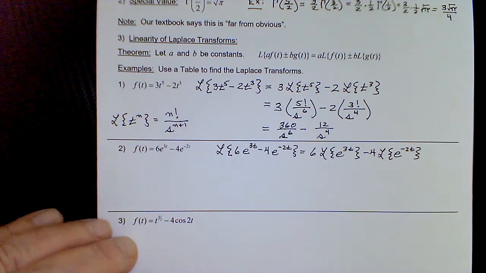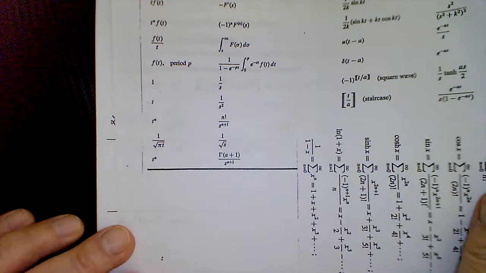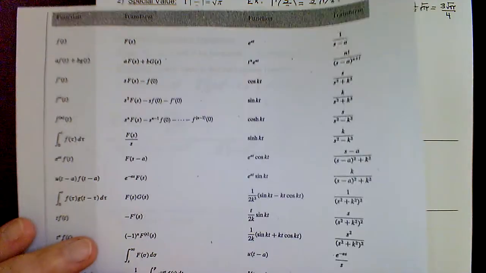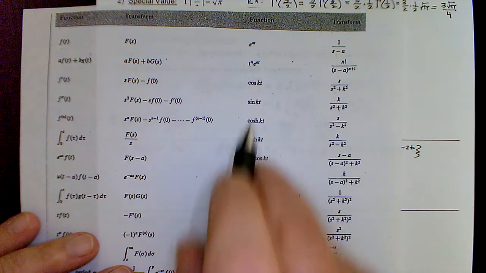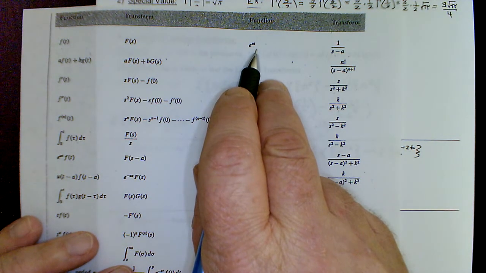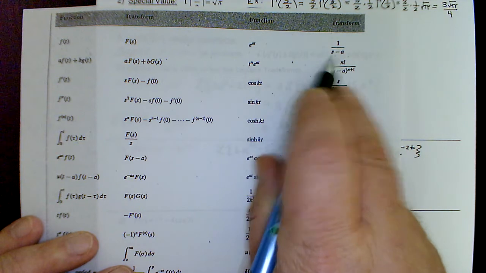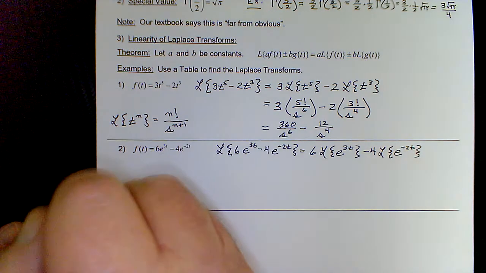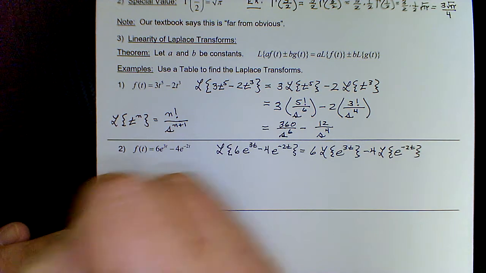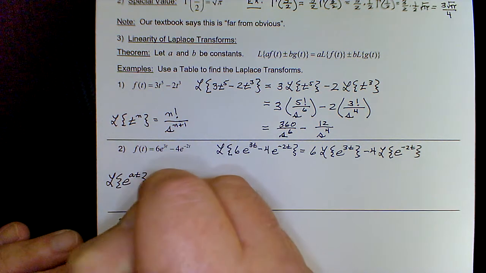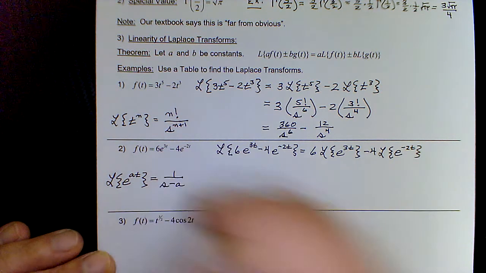And then if we look at our table, we're looking for e to a power, and it turns out that it is in, I think, the second set of columns here. So there's e to the at, one of the most commonly encountered functions, and it's just 1 over s minus a. So let me write that down off to the side. The general transformation for e to the at is 1 over s minus a.